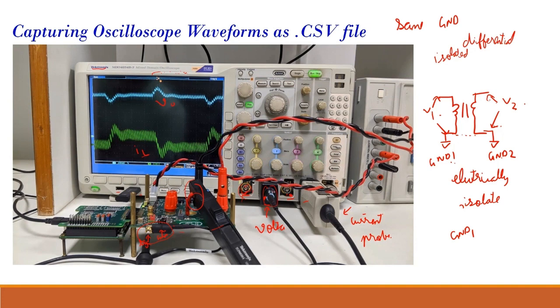One advantage is that if you connect one ground, then for the other probes you don't need to connect the grounds, because they all are referred to this ground. That is if all the grounds are the same. If they are different, then we have to go for differential probes.